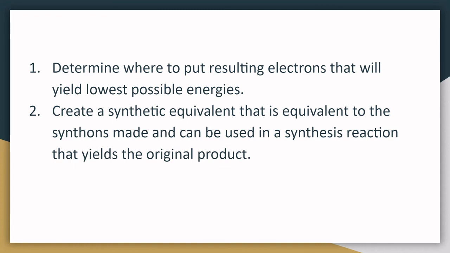Just to wrap up, these are a general guideline on how to solve retrosynthesis problems. First, determine where to put the resulting electrons from the broken bond that will also yield the lowest possible energies. And second, create a synthetic equivalent that is equivalent to the synthons made and can be used in a synthesis reaction that yields the original product.